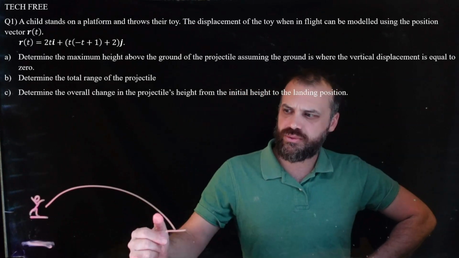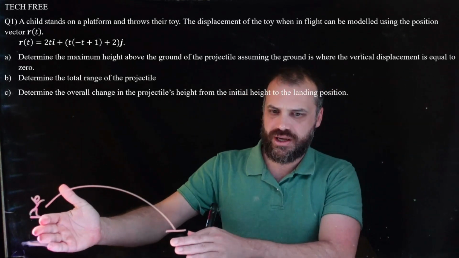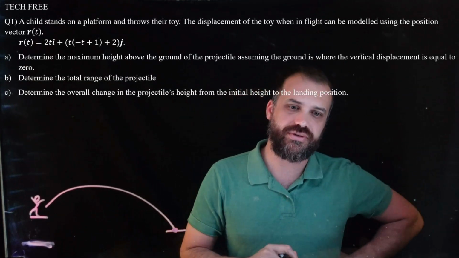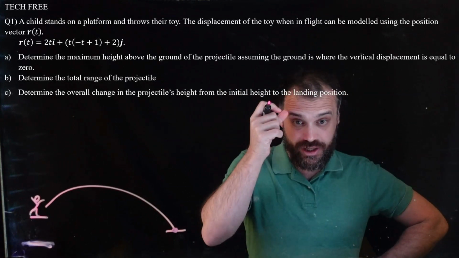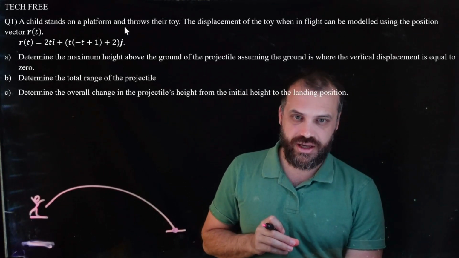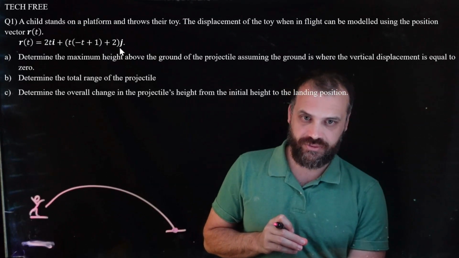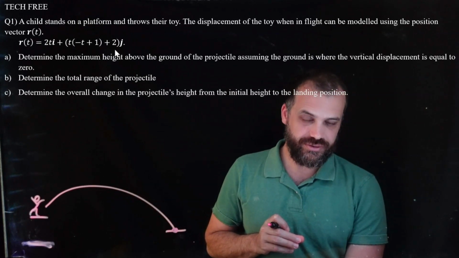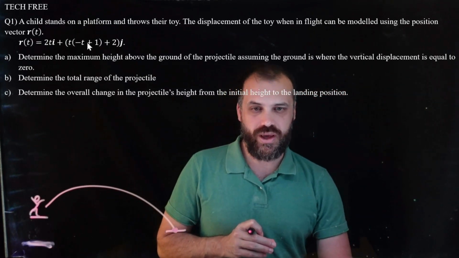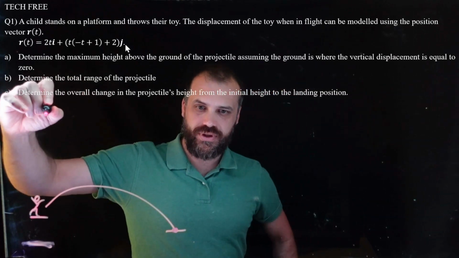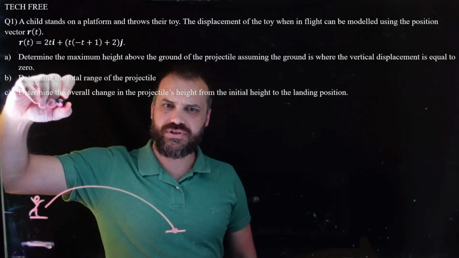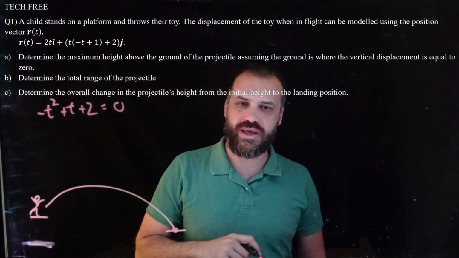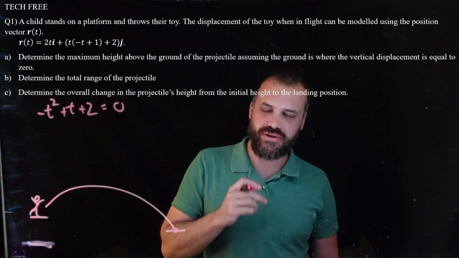All right. Now, how do we figure that out? We don't have to calculate how far we are here, how far we are here. We just need to know the horizontal displacement when it hits the ground. How do we find out when it hits the ground? Well, it hits the ground when its vertical displacement, its j component, is equal to 0, right? So we just need to solve when the j component is equal to 0. So the j component can be written as negative t squared plus t plus 2, and we need to know when that is equal to 0.